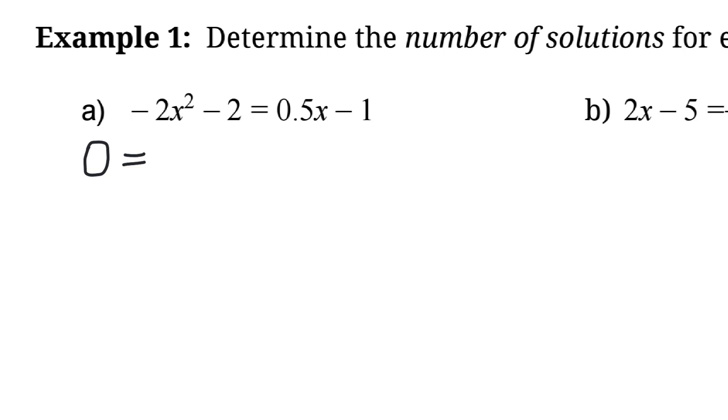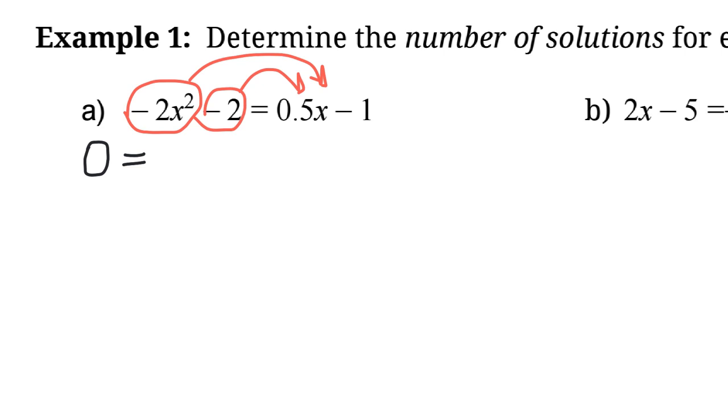But what does need to happen is that all of the terms need to be on the same side. So what I'm going to do here is take this negative 2x squared and bring it over to the right-hand side. And I'm going to take this negative 2 and move that over to the right-hand side.